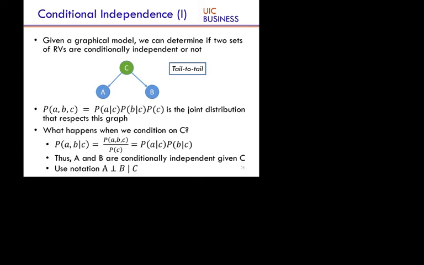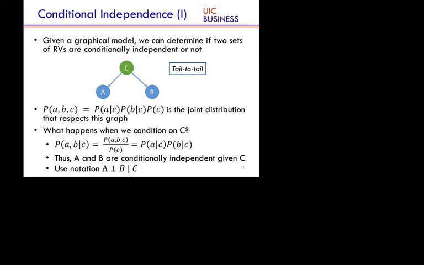For this graph, this joint distribution respects this graph. Do you agree? We saw the respect concept a few slides ago, right? So this joint distribution respects this graph. Now what happens when we condition on C? What happens? The probability of AB given C is just this, right? This is clear.